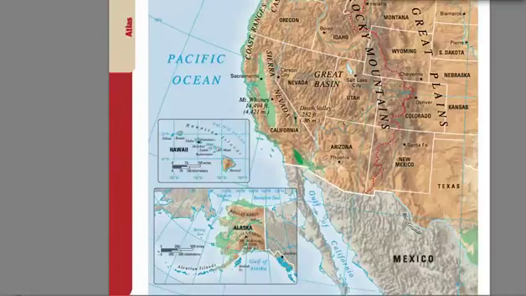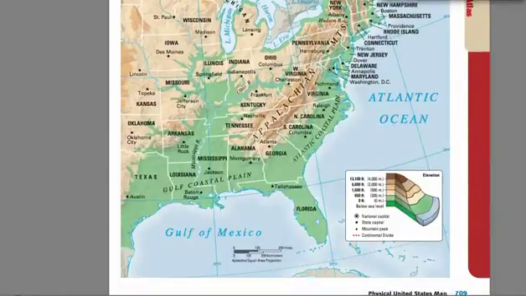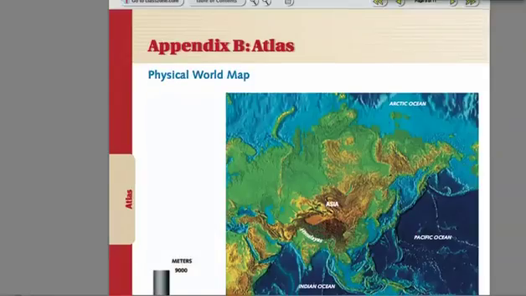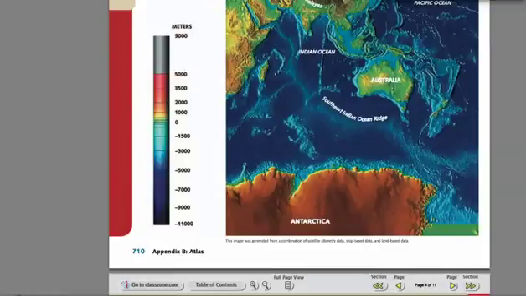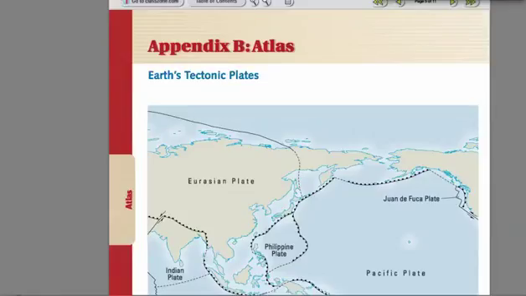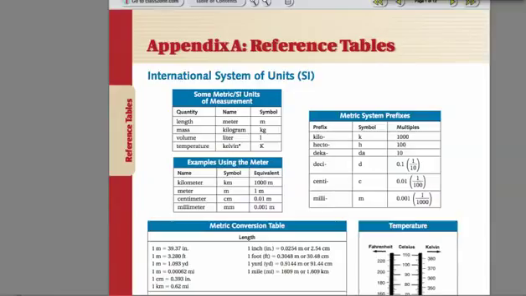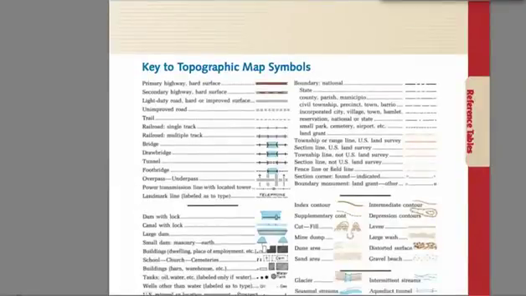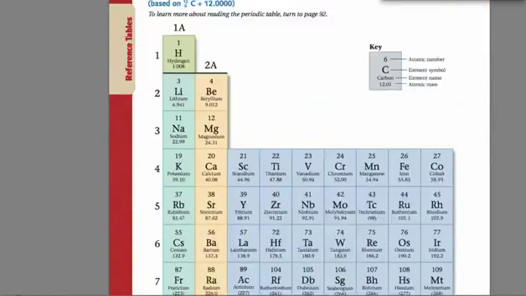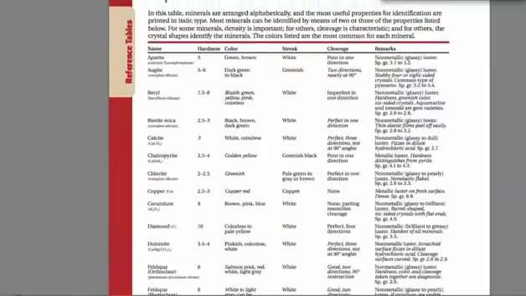Next, Atlas of the United States, covering the major physiographic provinces. This will be handy later on. Elevations. Maps of the world, including elevations and depths. Plate tectonics map. A very blurry topographic map. The SI units, conversion tables, topographic map symbols will come in very handy later on. The periodic table you will definitely need.